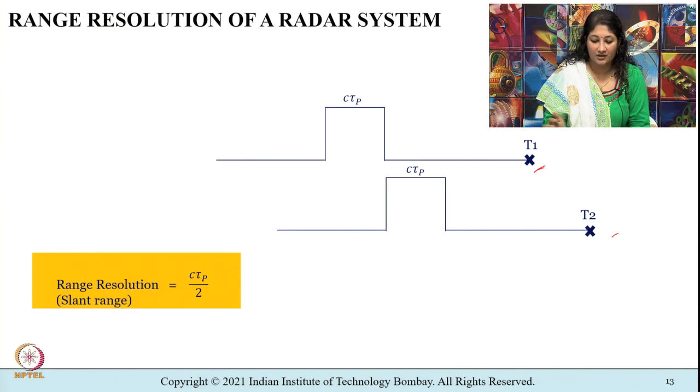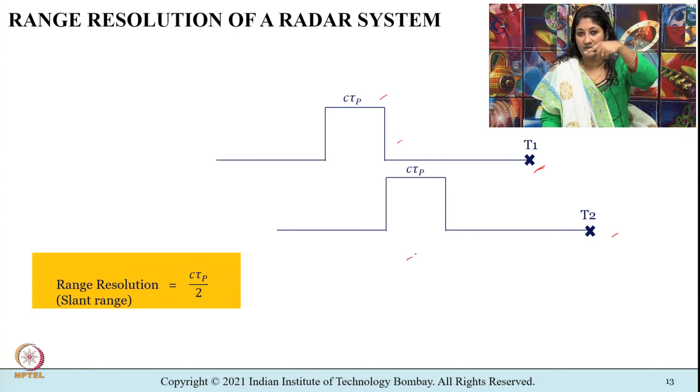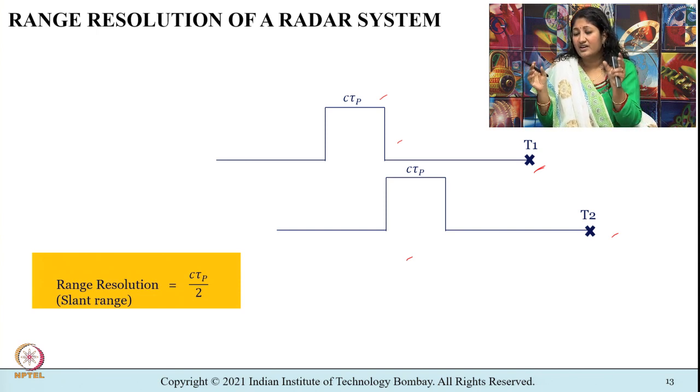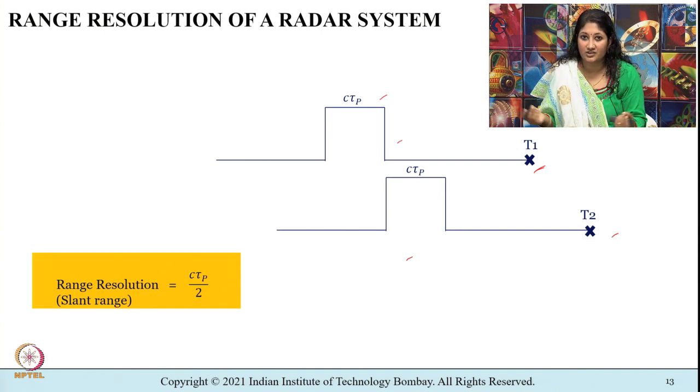So, let me repeat. What you see here are pulses that are being transmitted from the satellite. It hits the targets T1 and T2. Now, I want to know what is the range resolution limit. Because beyond a point when the two objects are close together, the radar will not be able to differentiate between their echoes because their echoes are going to overlap. So, I want to understand what is the threshold, what is the maximum distance between the two targets that a radar can differentiate.